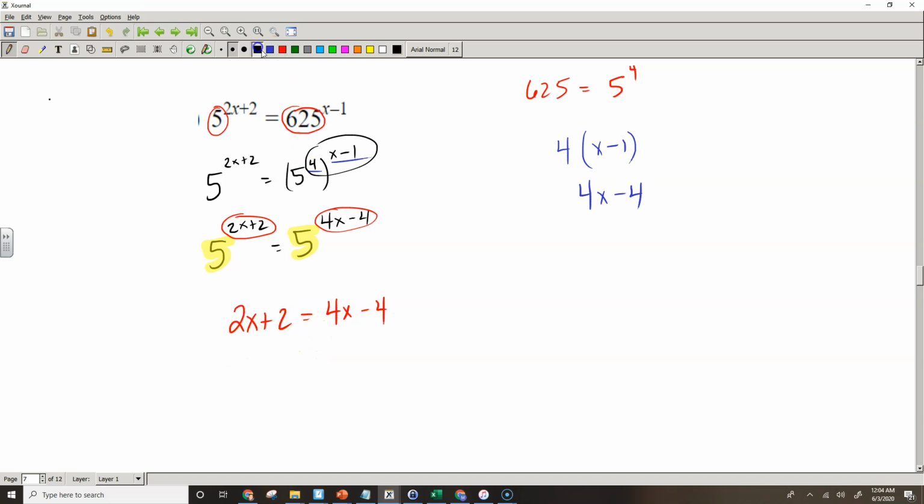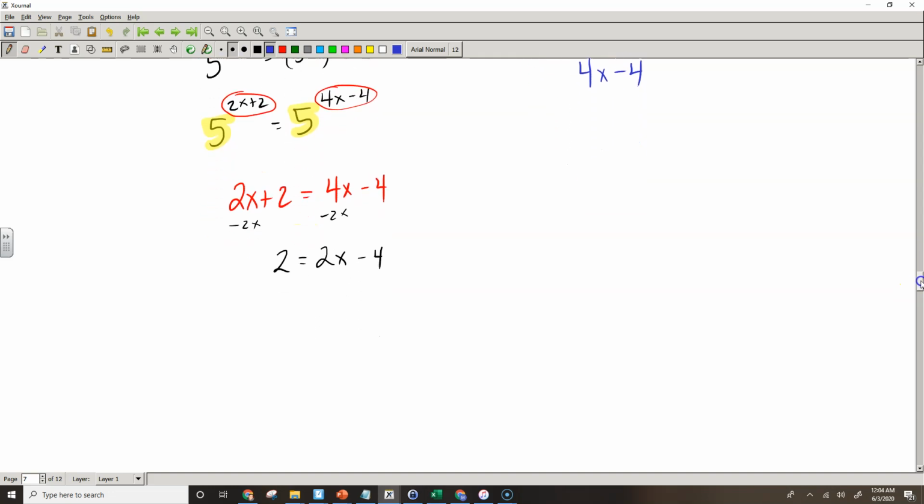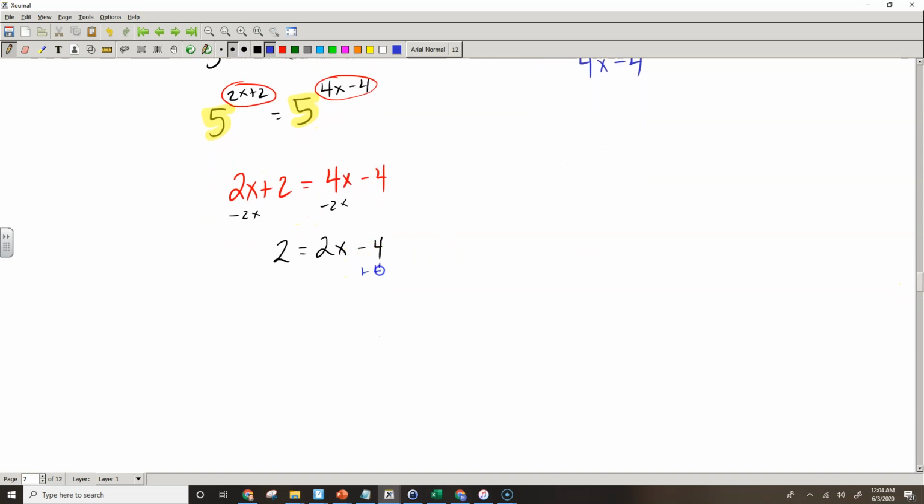So let's do that. I'm going to bring my x's over here. I'm going to subtract the 2x. That's going to leave 2 equals 2x minus 4. Then I'm going to bring the number to the other side. I'm going to add 4 to both sides. That's going to give me 6 equals 2x. And then finally divide everything by 2 to get x equals 3 in this case.